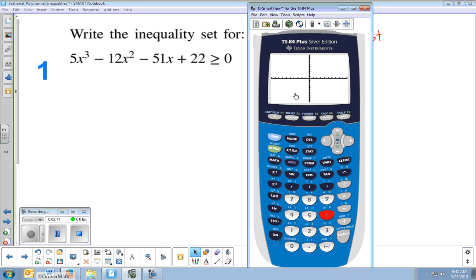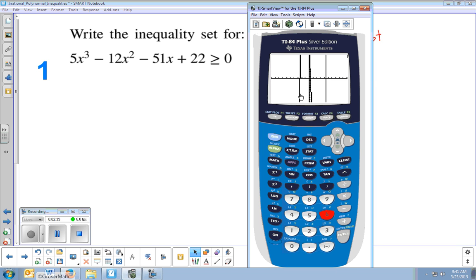I'm looking for it to cross 3 times. I don't see it at all. So that's interesting. Oh, what happened to it? That's weird. Let me try it one more time. 5x cubed. Did I hit clear by accident? Probably did. 5x squared minus 51x plus 22. Zoom 6.